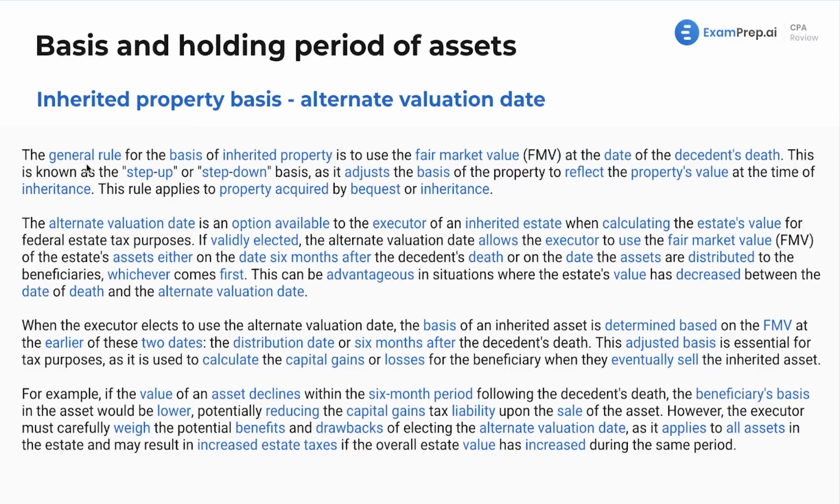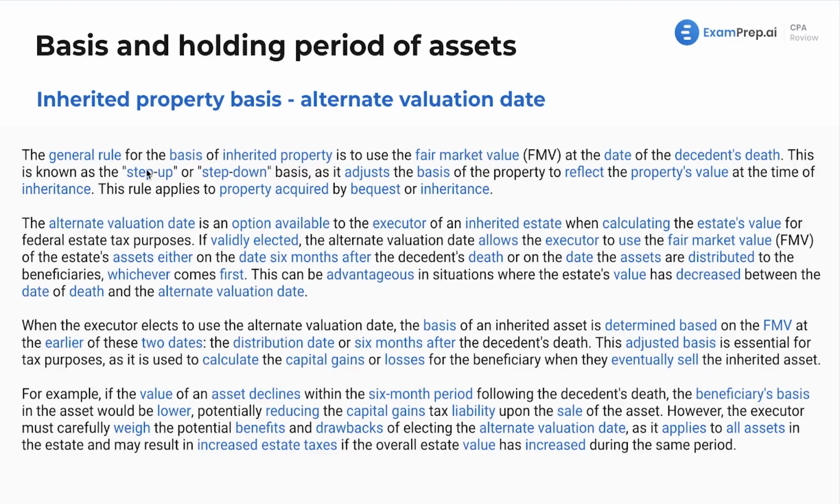Now, generally speaking, for the basis of inherited property, we use the fair market value on the date of the decedent's death. So if someone passes away and they have a stock worth $10,000, and the will says the kid gets the stock, it's worth $10,000, that's the basis of the stock to the recipient. Simple, very simple. However, we're going to introduce other rules, exceptions, lots of other points.